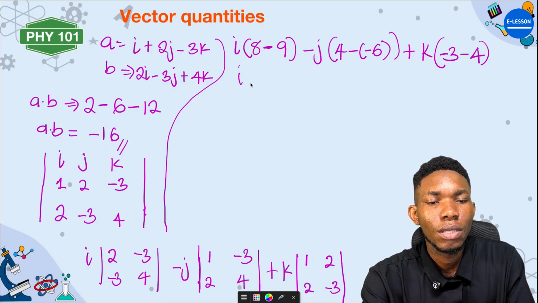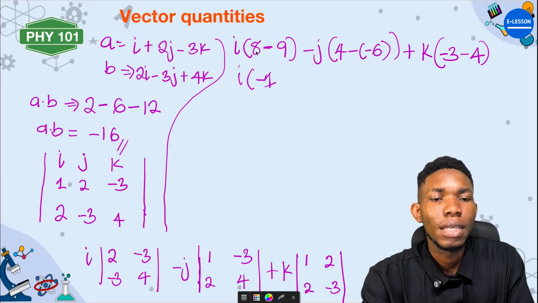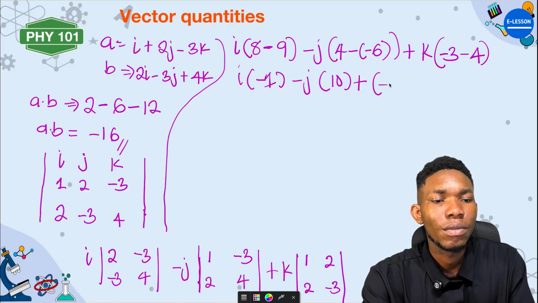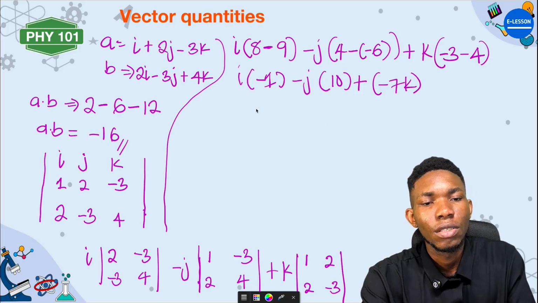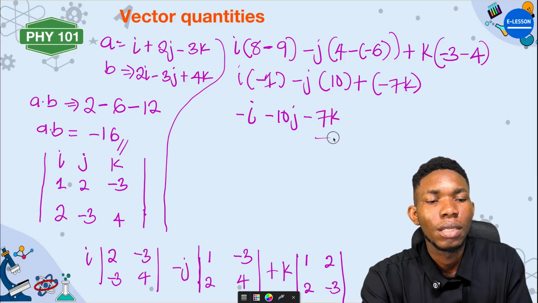So this will give us i, which will give us 8 minus 9, which will give us what? Minus 1, my dear student. Is that okay? 8 minus 9 will give us minus 1. And then minus j. Minus times minus will give us plus. 4 plus 6 will give us 10. Plus minus 3 will give us minus 7. So we'll have minus 7k. So the correct answer is i times minus 1 will give us minus i. Then this will give us minus 10j. Then minus 7k. This is the answer.